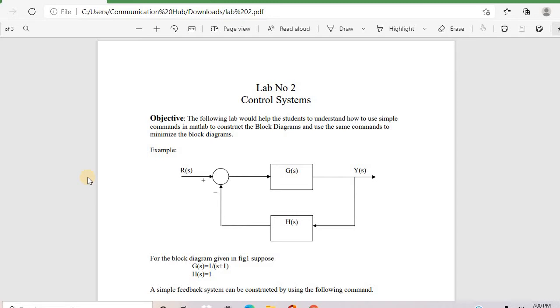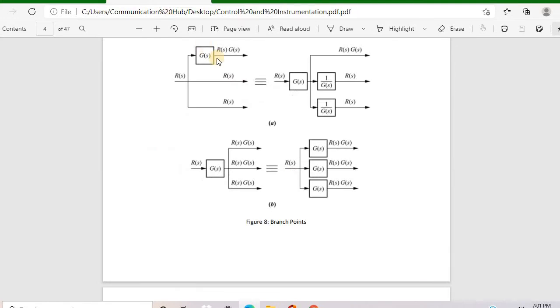Today this video is about lab number 2 on control systems. The basic idea of this lab is to familiarize the student with how to solve block diagram reduction using the Matlab commands. So before going into block diagram reduction, it's better to go through the block diagram in general.